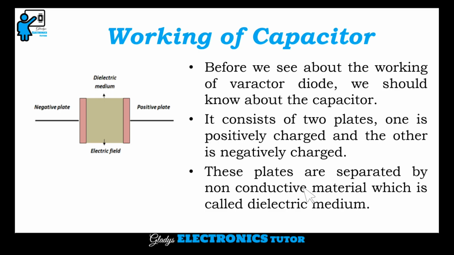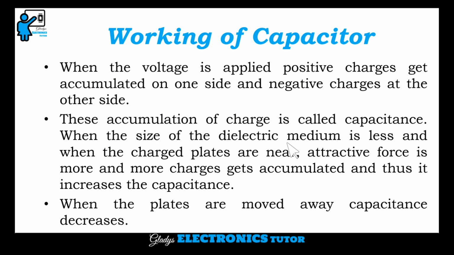Before we see about the working of the varactor diode, we should know about the working of capacitor. It consists of two plates. One is positively charged and the other is negatively charged. These plates are separated by non-conductive material which is called as dielectric medium. So when the voltage is applied, positive charges get accumulated on one side and negative charges at the other side. This accumulation of charge is called capacitance.